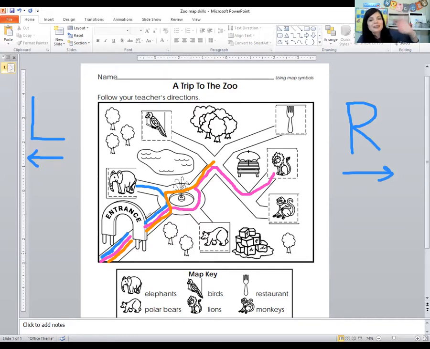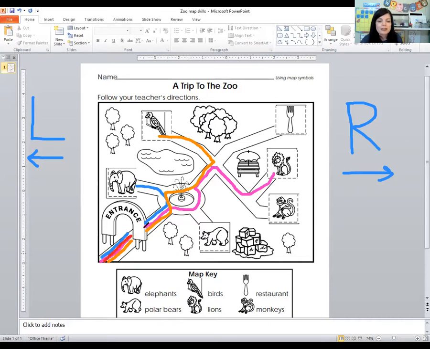Are you holding up your left hand? Because I need to go left to see the bird. Good job. Okay, next I want to see the polar bear. So which way should I go?